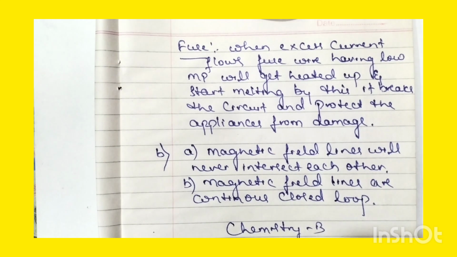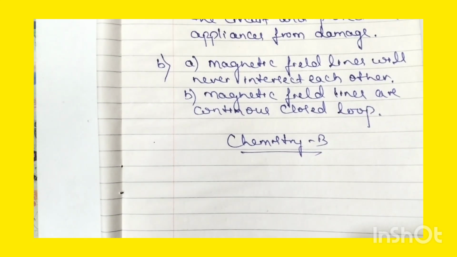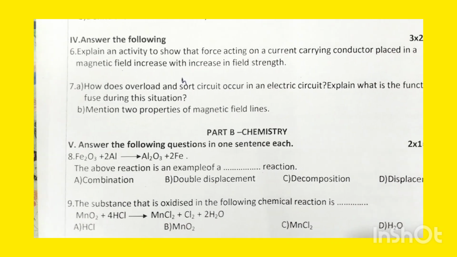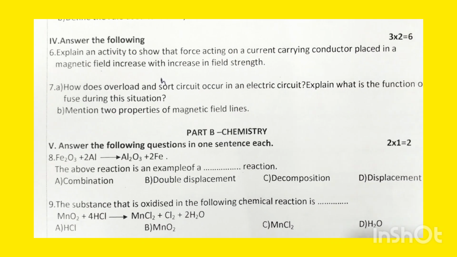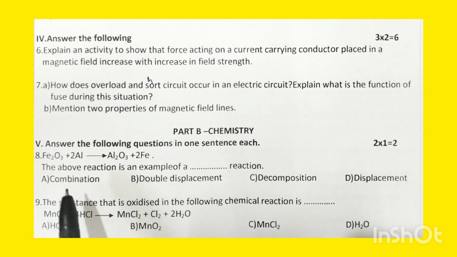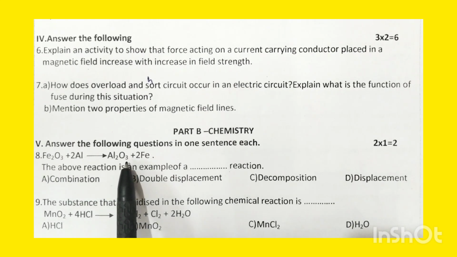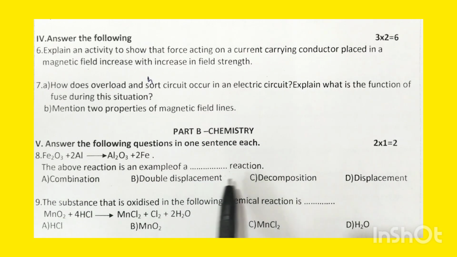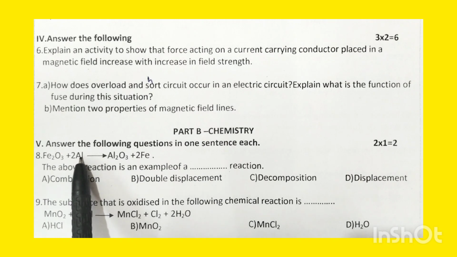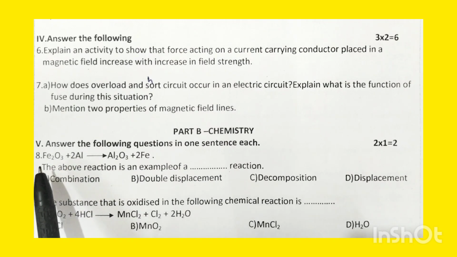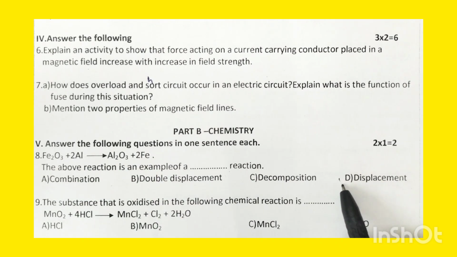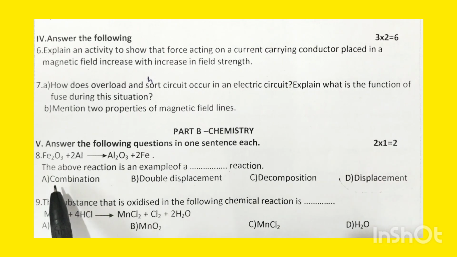Now let us move to the chemistry part. So let us answer the first question. The first question is Fe2O3 plus 2Al gives Al2O3 plus 2Fe. The above reaction is an example of dash reaction. Here aluminium is more reactive than iron. Therefore, iron is displaced by aluminium. Since iron is displaced by aluminium, this reaction is a displacement reaction.